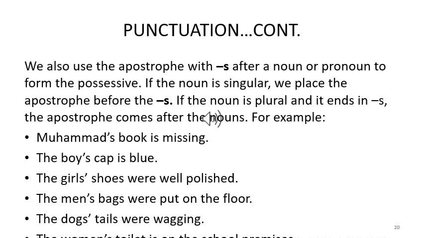The boy's cap is blue. It's just one boy here, so the cap belongs to that boy, and so we have apostrophe S. But in the next sentence, the girls' shoes were well polished. The girls are plural. There are many girls, and we're talking about their shoes, which are well polished. So since there are many girls here, what we have will be S apostrophe. Since girls is already a plural form, it already has an S, so we simply put the apostrophe and leave out the S. So get that when a word ends with S, usually we don't add another S. We just put the apostrophe after that S.